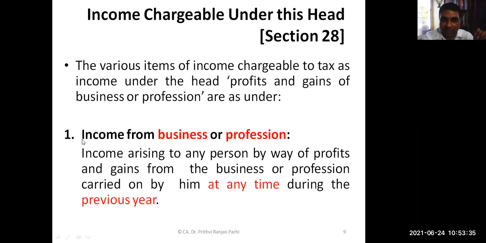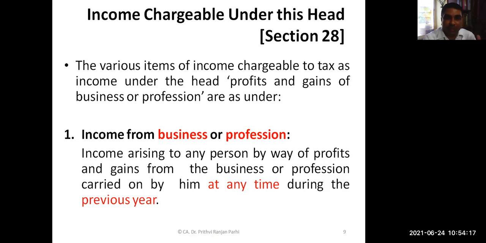The first item included under this head is income from business or profession. That means if the assessee is generating some income, either from a business or from a profession, that income will be included under this head. The head is profit and gains of business or profession. Keep in mind that the business or profession may be carried on at any time during the previous year. This means it is not at all necessary that business should be carried out throughout the previous year. If it is carried out at any point of time, it can still be included under the head profit and gains of business and profession. Hope you have understood this concept.